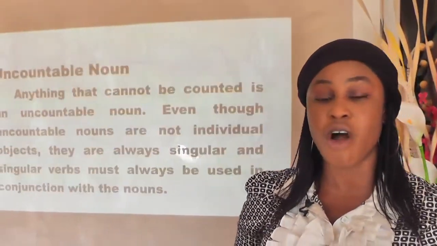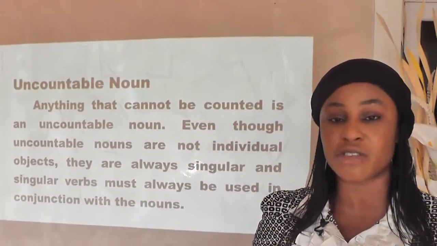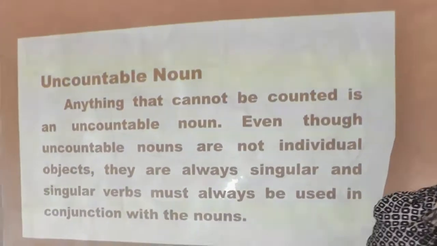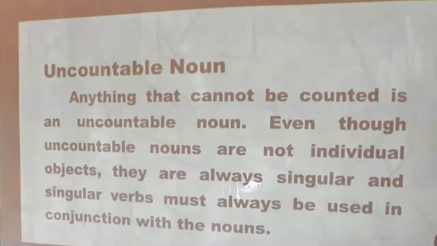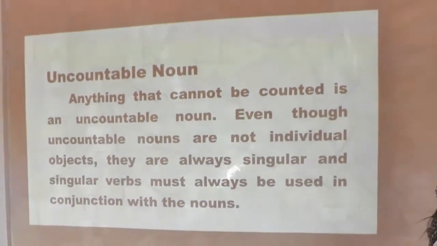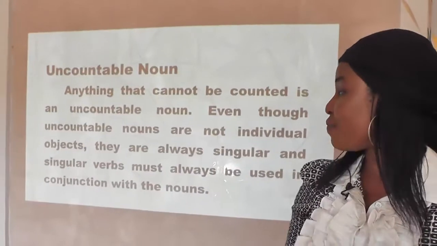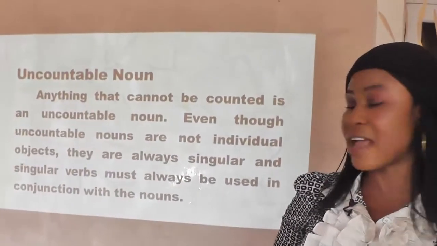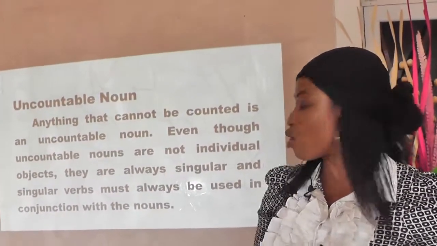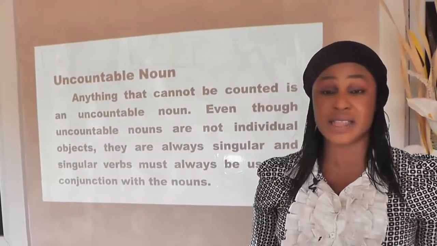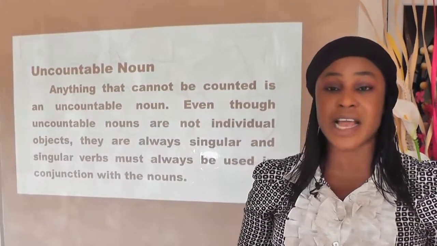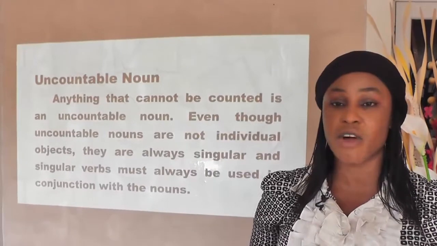Now we can move to uncountable noun and see the difference between countable and uncountable noun. Previously, I told us that things that cannot be counted are known as uncountable noun. Anything that cannot be counted is an uncountable noun. Even though uncountable nouns are not individual objects, they are always singular and they should take what? Singular form. They are always singular, and singular verbs must always be used in conjunction with the nouns. That is, uncountable nouns must use what? Must take singular form, because they cannot be counted.